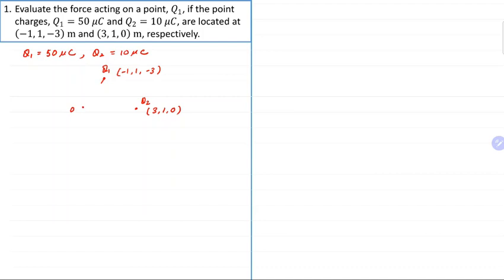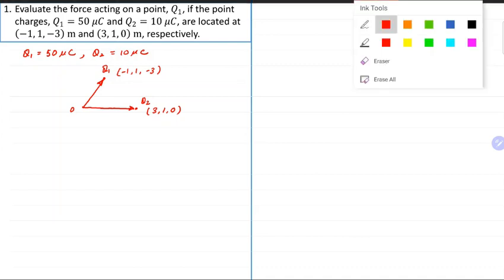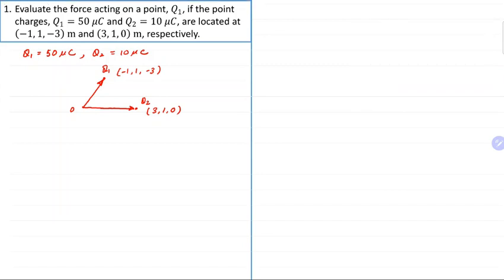Okay, so we've got a vector. This is my vector position of -1, 1, -3, and this is the vector position of 3, 1, 0. So we want to work out the force acting on the charge Q1. We're going to do this by convention. So we normally draw a vector position between 1 and 2. This is my vector position, let's call it R.